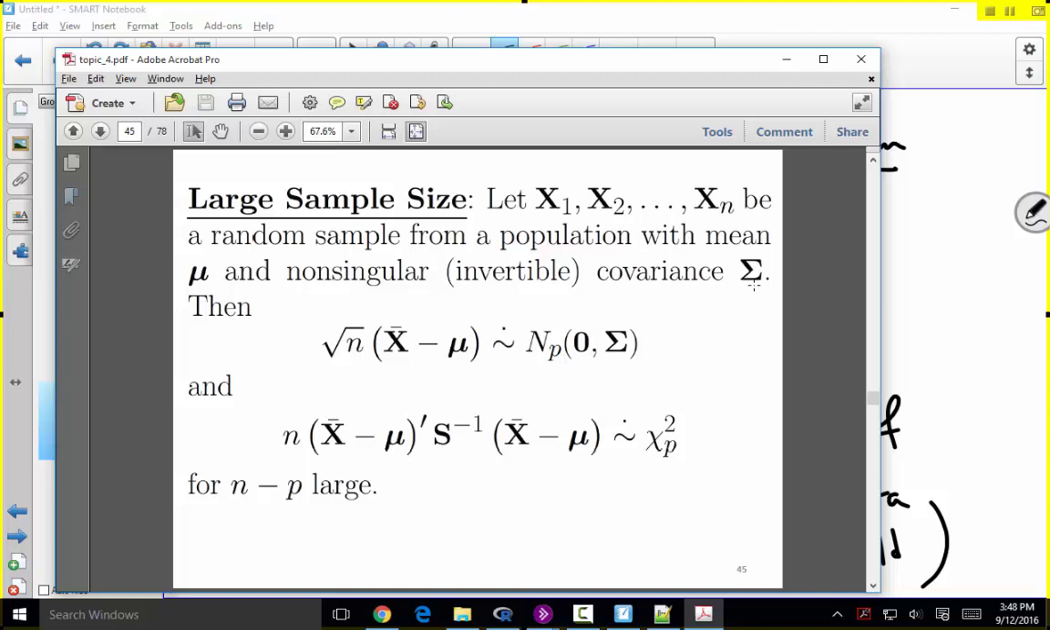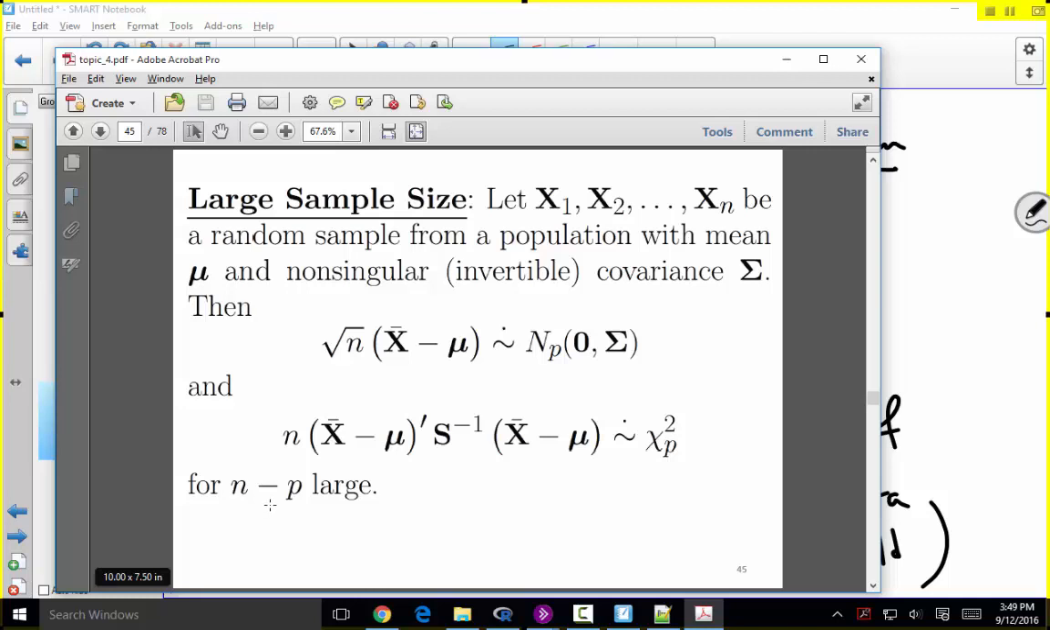When you have a large sample size, and large needs to be with respect both to the absolute number and the value of p, how many variables you have. Suppose you had 400 variables and you had 401 samples. 401 sounds like a big number, but relative to the number of parameters that you have to estimate, it's not a big number. So to appeal to large sample asymptotic results, you need a lot of free observations. So what we say in multivariate world is that this large sample result happens when n minus p is big.